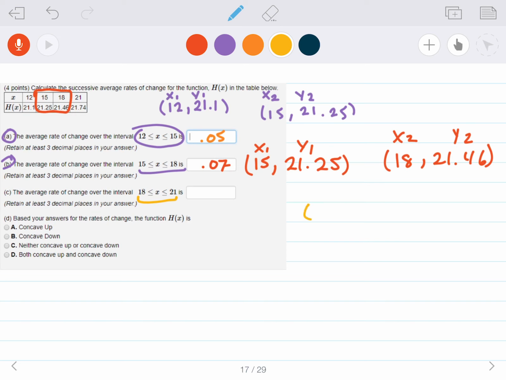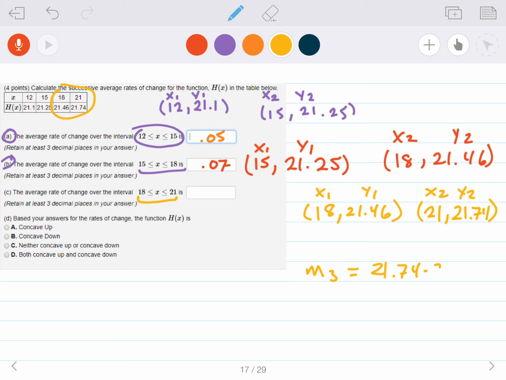We have our first point, 18, 21.46. It's our lower point, so x1, y1. And then x2, y2 is going to be 21, comma, what's that number in there? 21.74. All right, using the formula, we get 21.74 minus 21.46 over 21 minus 18, and that's going to give us about 0.093 repeating.